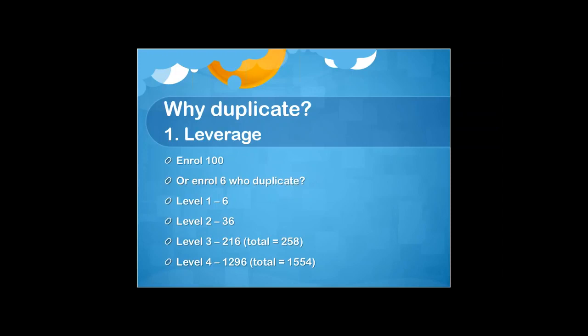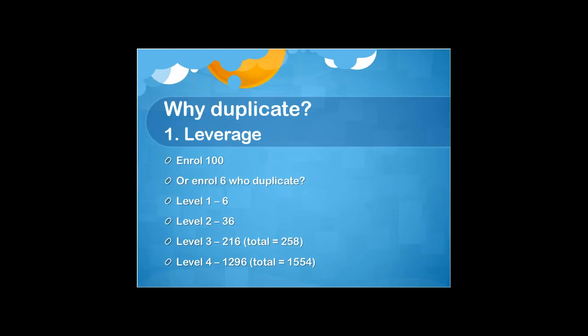So the beautiful thing about the model of network marketing is that you are creating a network of people, and that is an asset because that network of people is going to create income. That's why you need to understand duplication and how to do it. So let's talk about why we should duplicate.